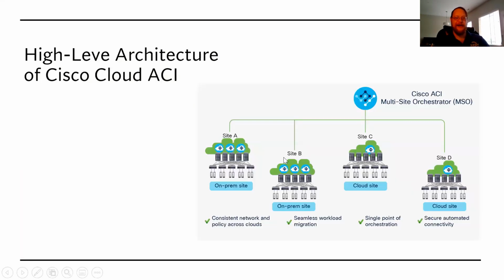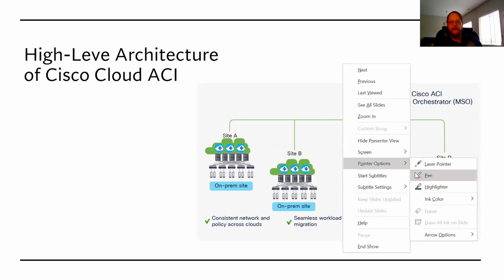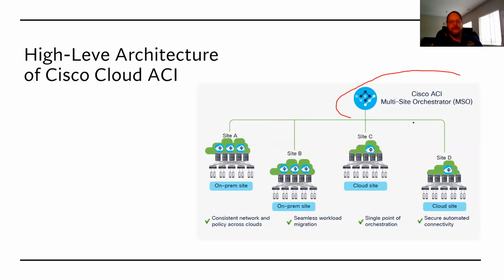Looking at this architecture from a high level overview, you'll notice the multi-site orchestrator sitting here up at the top. This is going to be your single pane of glass, your dashboard. You'll note that we have 2 on-prem, so these are essentially physical data centers, and then you also have maybe a couple of AWS cloud sites.